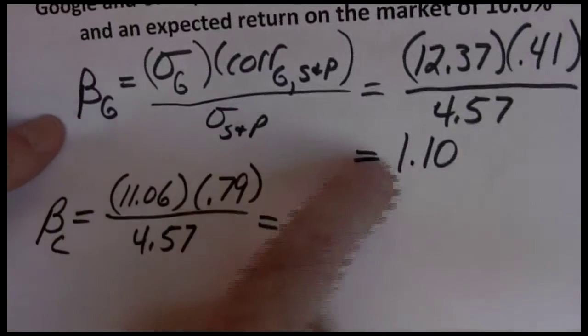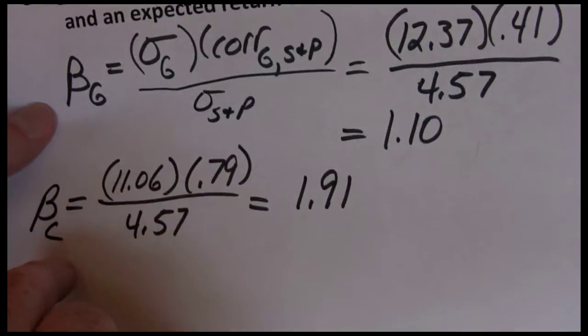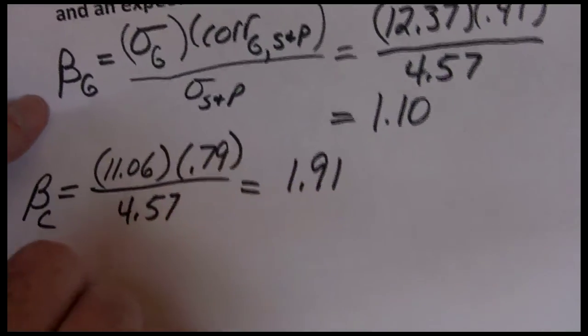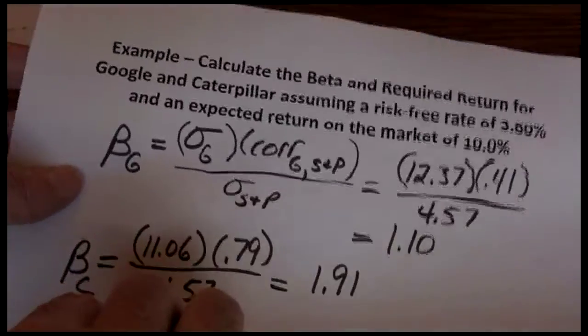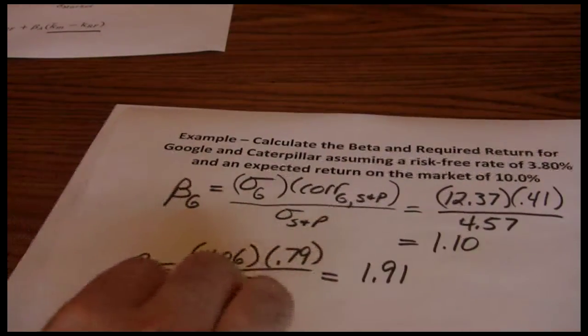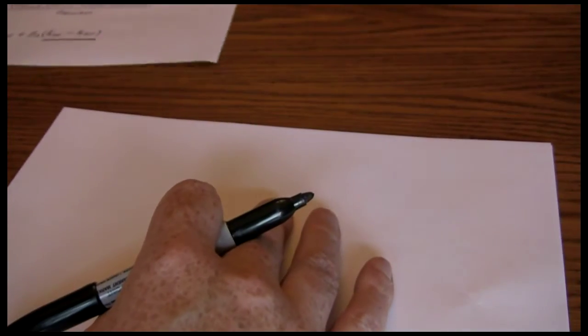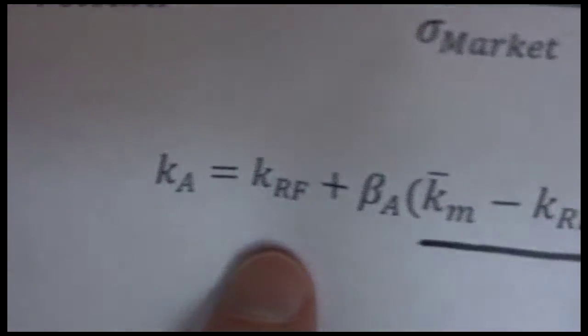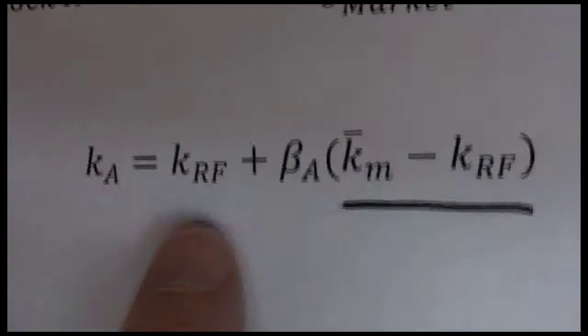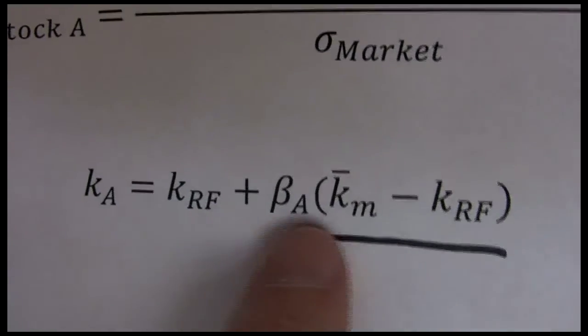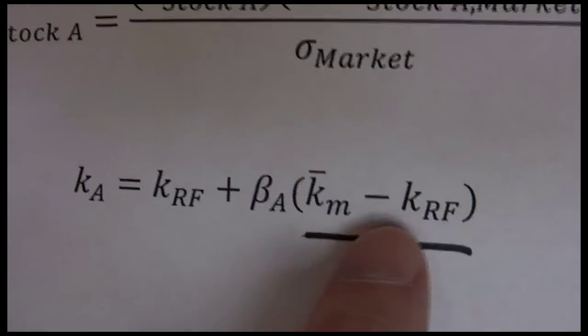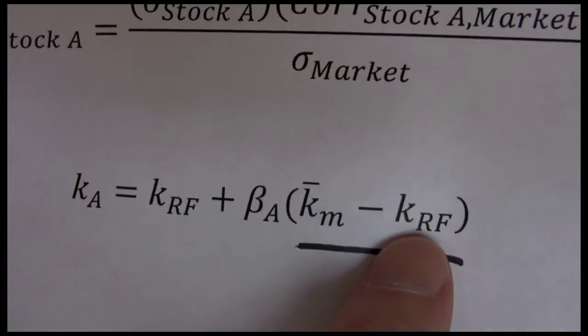The beta for Google was 1.10, beta for Caterpillar was 1.91, and now we want to use those to calculate the required returns. Back to the security market line, and we can see the required return is equal to the risk-free rate plus beta times the expected return on the market minus the risk-free rate.